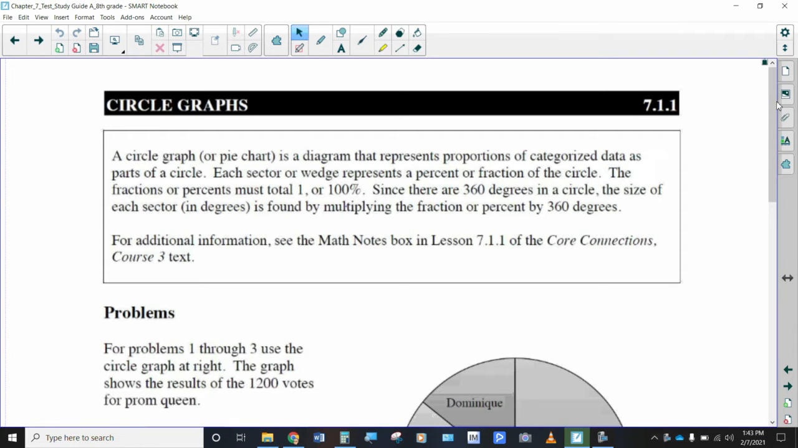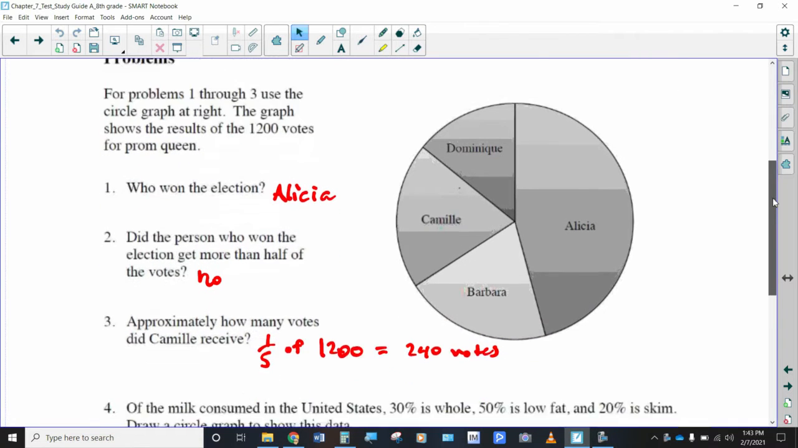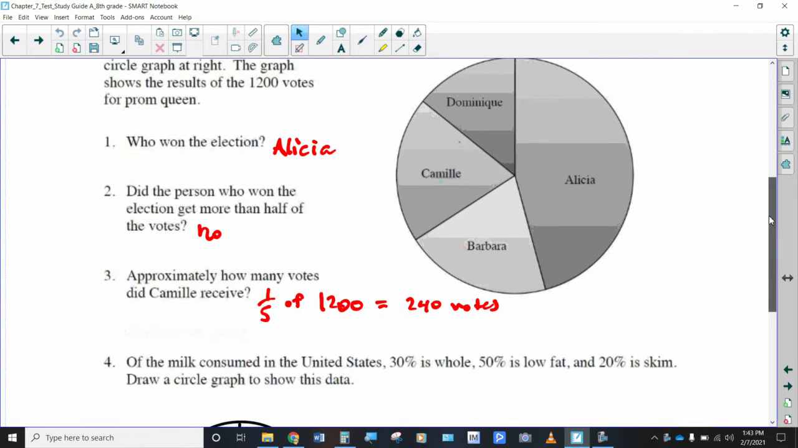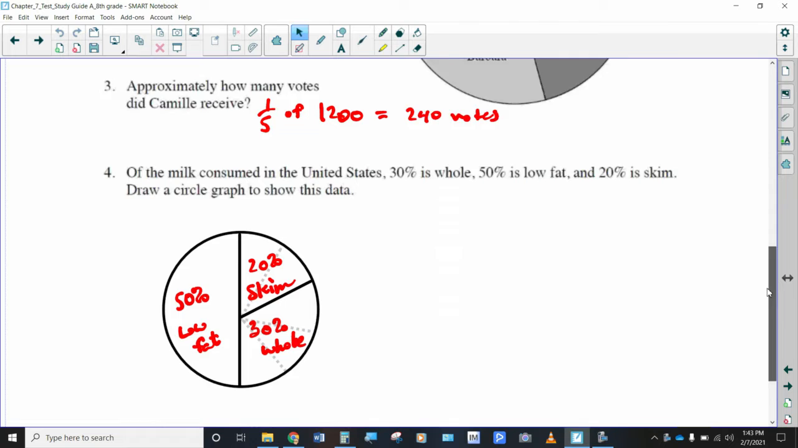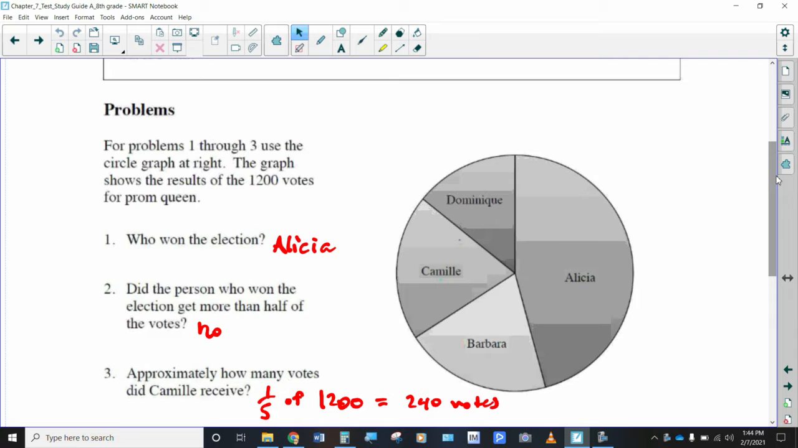All right, we're going to start off by looking at study guide A, which is covering the circle graphs, and I believe association might also be a part of this. All right, why am I going up and down? Sorry. So here's a circle graph.